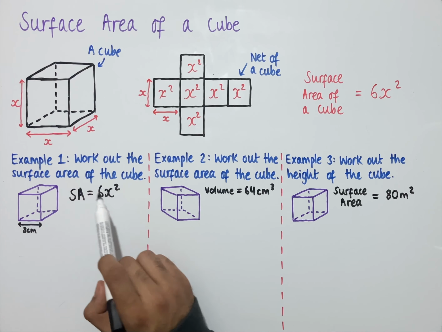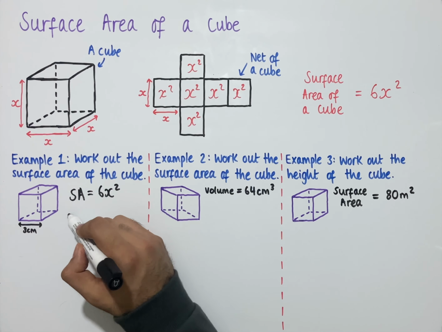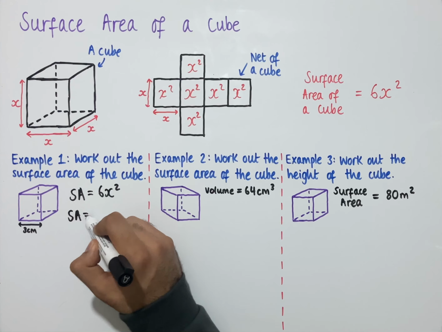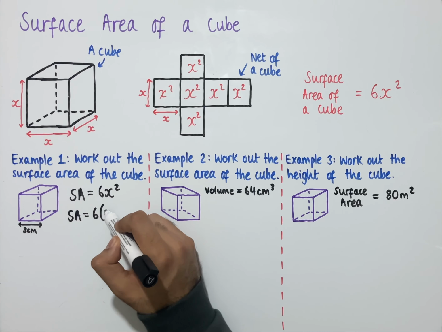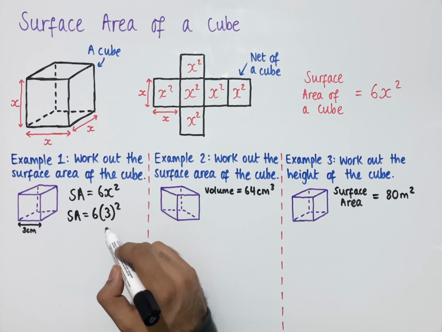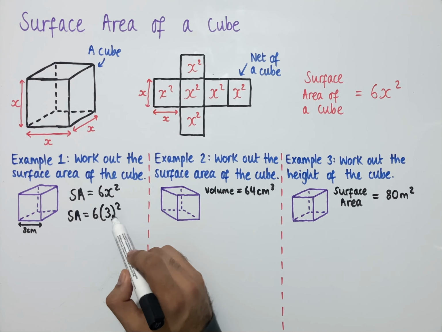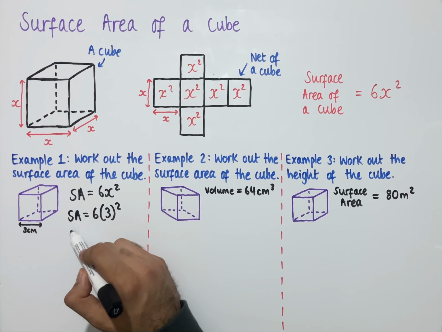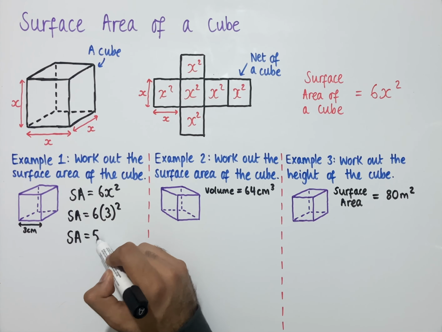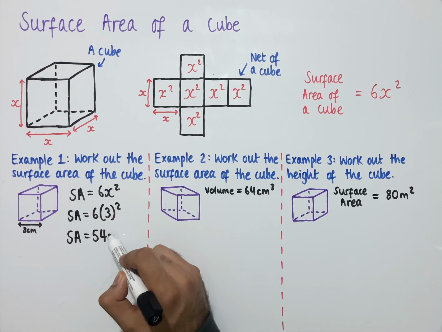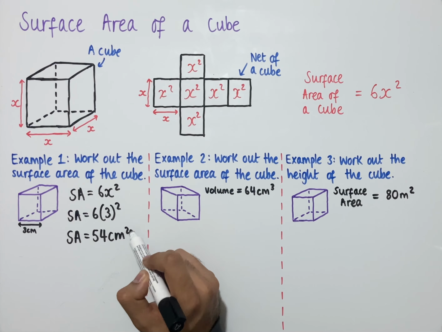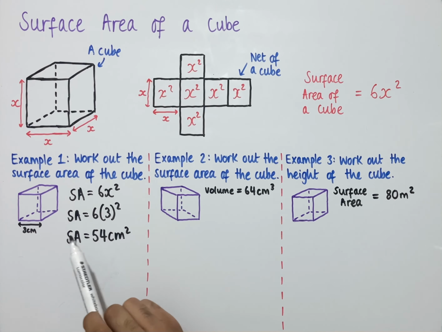And so substituting this into our formula, we have that the surface area equals 6 multiplied by 3 squared. And so if we work this out, 3 squared is equal to 9, 9 times 6 is equal to 54. And so we have a surface area of 54 centimeters squared. We have squared units since we've calculated an area.